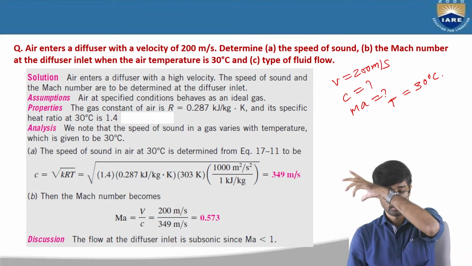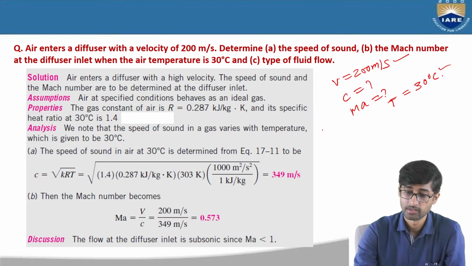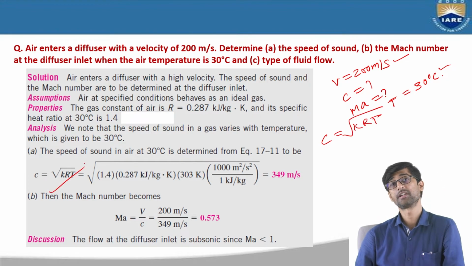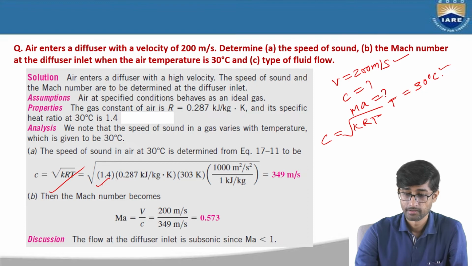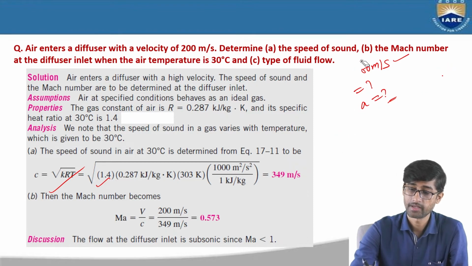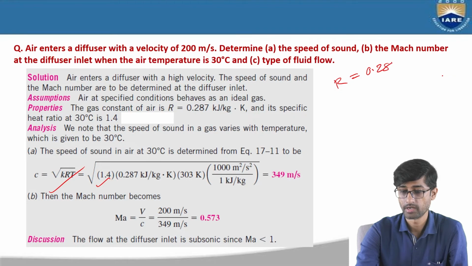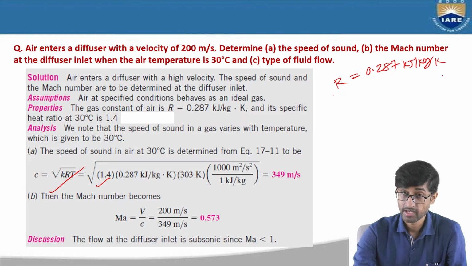Now if you see here, the velocity is given as 200 meter per second, and the temperature is given. So the speed of sound is equal to the square root of kRT. Right? What is k? Specific heat ratio. We have taken air here, so this is 1.4. Right? What is the value of R for air? That is called the characteristic gas constant. So the characteristic gas constant is equal to 0.287 kilojoule per kg Kelvin. Right? This is called the characteristic gas constant.